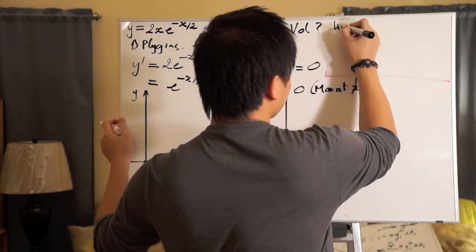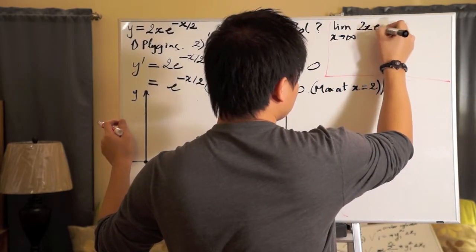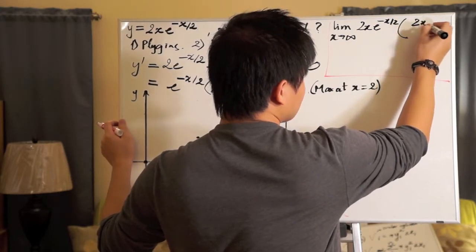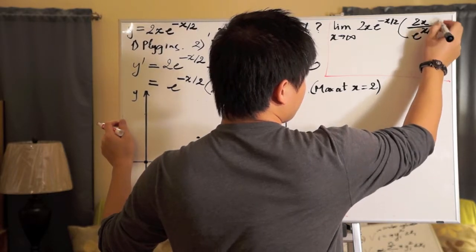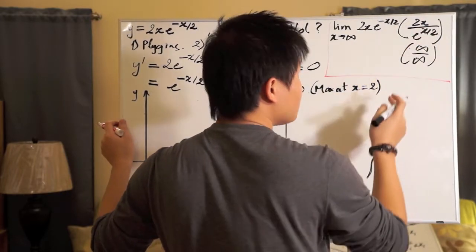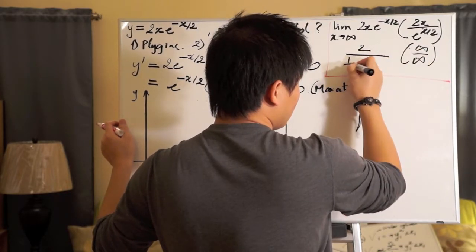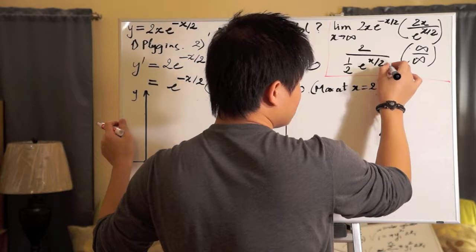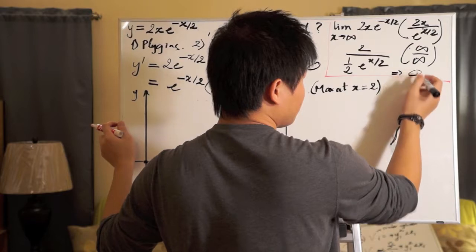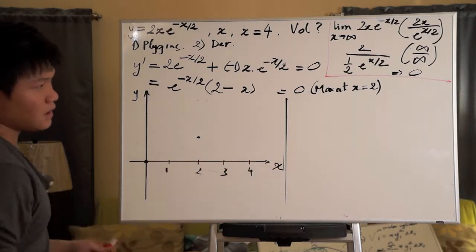What happened to the limit as x approaches infinity? 2x e to the minus x over 2 can be transformed into 2x over e to the x over 2. This is infinity over infinity, so if you apply L'Hospital's rule, you get a 2 over 1 over 2 e to the x over 2. As x goes to infinity, this approaches infinity, therefore the whole thing approaches 0. So the limit is 0.